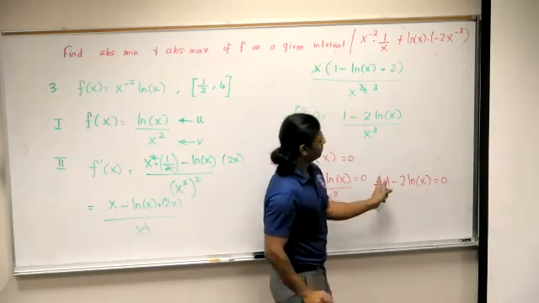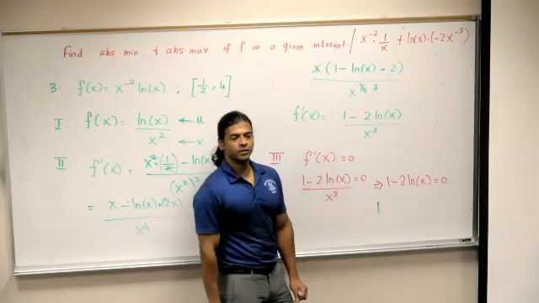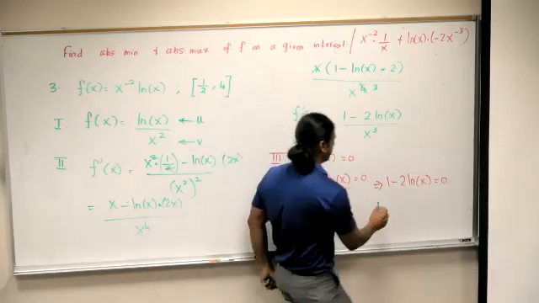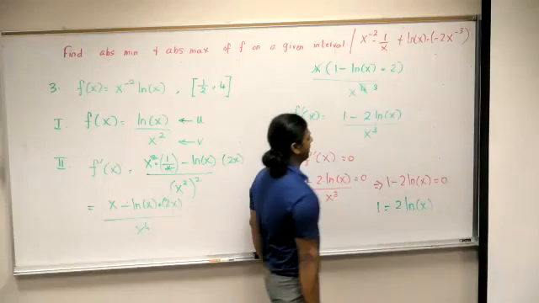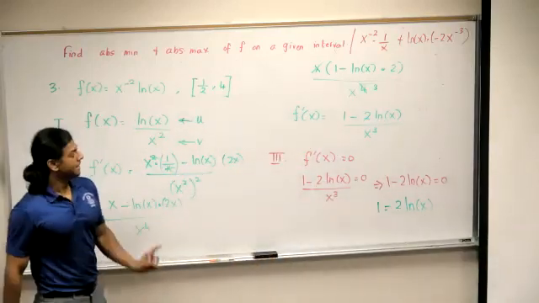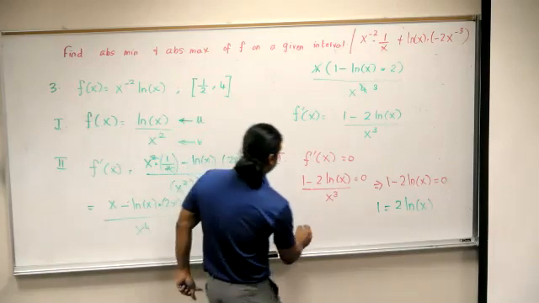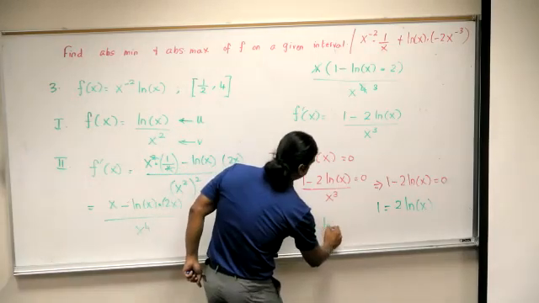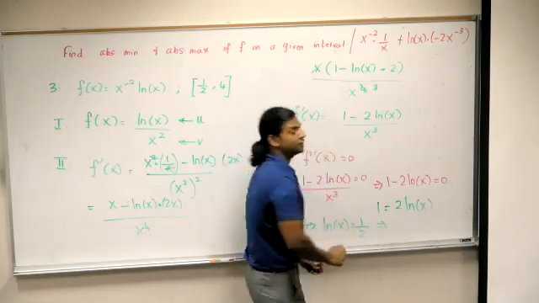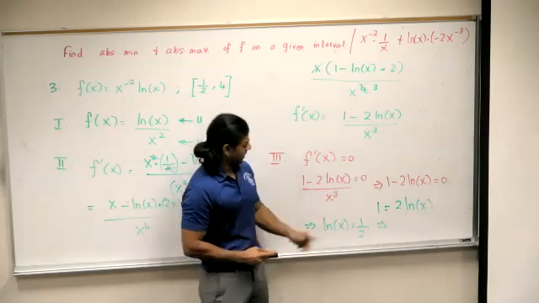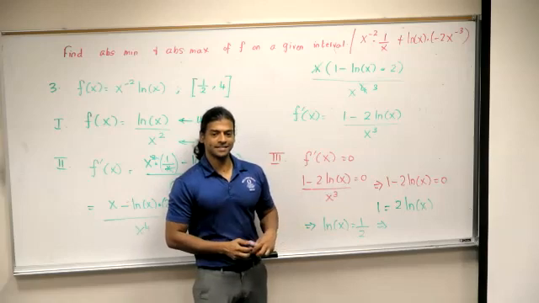So move negative 2 ln of x to the other side. So 1 would equal 2 ln of x. Divide by 2 on both sides. Ln of x would be equal to 1 over 2. Let's see if you remember unit 1. What type of equation is this?